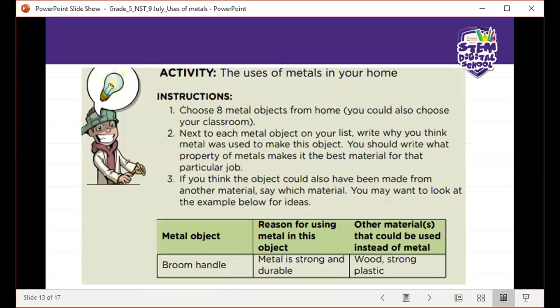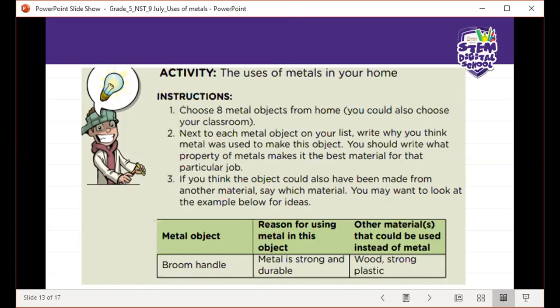So we are going to do an activity which says the uses of metals in your home. Okay. And right now, guys, I believe you are in your room or somewhere in a room at your house, of course. And I will need you guys to actually work with me here. Okay, so let us go through the instructions first. Number one says choose 8 metal objects from your home. Okay, so you guys are going to choose maybe 1 or 2 metal objects in the room that you are in. Okay, and then you're going to tell us about that metal object.